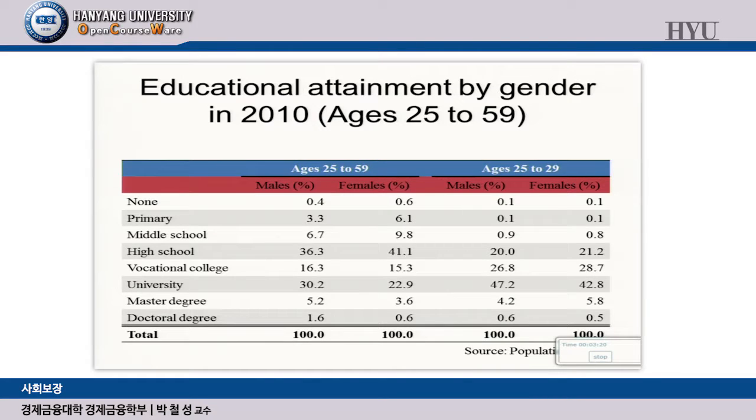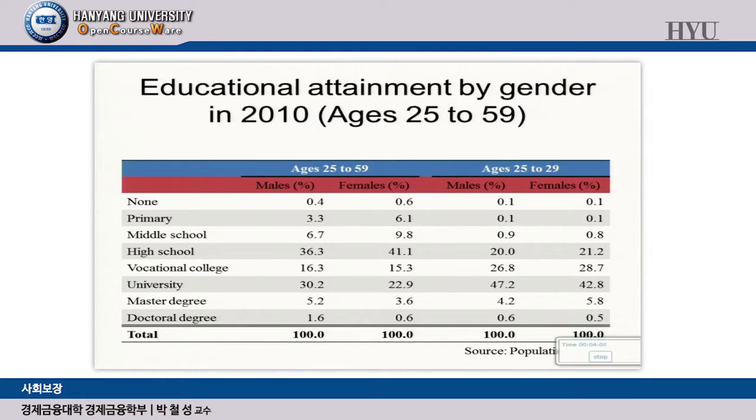Now, if you look at the educational attainment by gender in 2010, for ages 25 to 59 in Korea, you can clearly see that men are in general better educated. Okay? For example, university: males 30%, females 23%. You can see a big difference here. For vocational college, so above high school, then obviously men are more educated. So you can say that, on average, males are paid more than females because males have a higher level of education on average, or you can say a higher level of human capital.